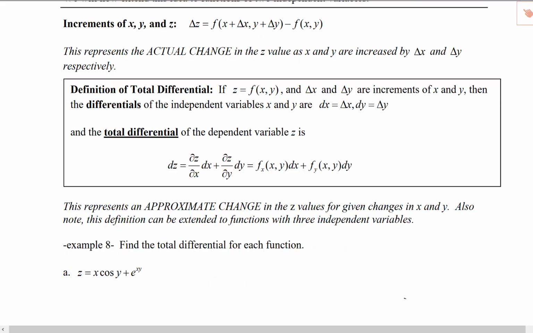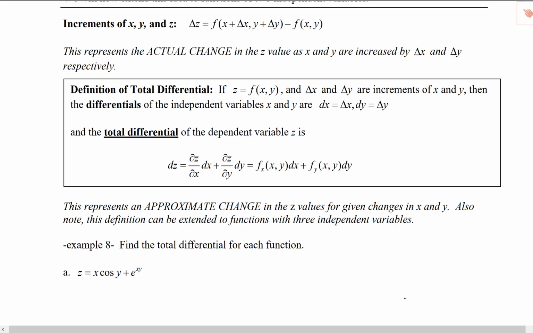The total differential of the dependent variable z, dependent on x and y, is given by dz equals partial of z with respect to x times dx plus partial of z with respect to y times dy. It looks an awful lot like the chain rule that we had in our last section. This value, dz, represents an approximate change in the z value for given changes in x and y. Also note that we could extend this definition to functions with even more independent variables.